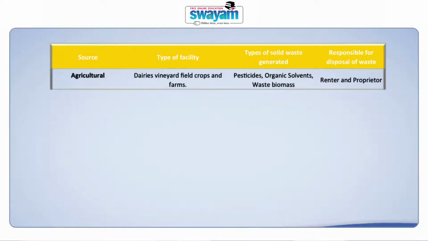Next category, it is the agricultural waste. This we have discussed in much detail, and as I told you, the vineyards, orchards, agriculture fields are the sources from which these wastes are generated, and the waste will include the pesticides, the crop residues, the stubble and all those things. Okay. So, the farm owner or any renter will be responsible for the disposal of this particular waste.